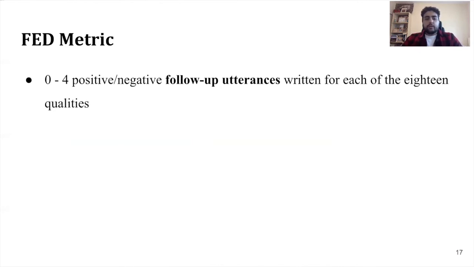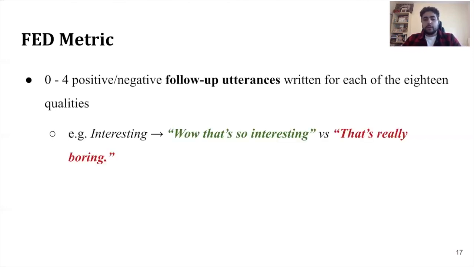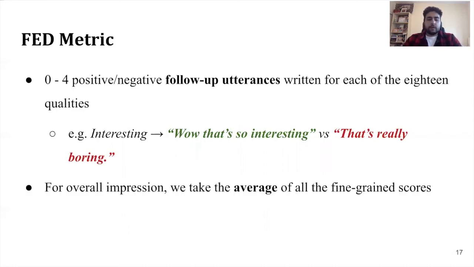For the FED metric, we write a set of positive and negative follow-up utterances for each one of the 18 different dialogue qualities. For example, for interesting, one of our positive utterances is, "Wow, that's so interesting." And one of our negative utterances is, "That's really boring." The model, DialoGPT, because it's so good at generating responses, should know that one of these responses is better to generate when the last system response was interesting, and another is better when it was not interesting. To compute the overall impression at both the turn level and the dialogue level, we take the average of all the fine-grained scores.